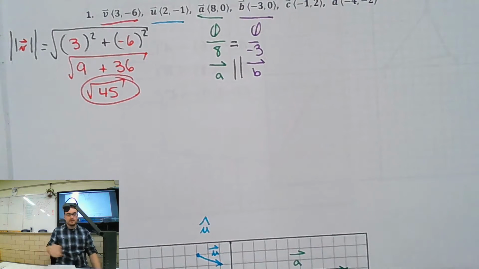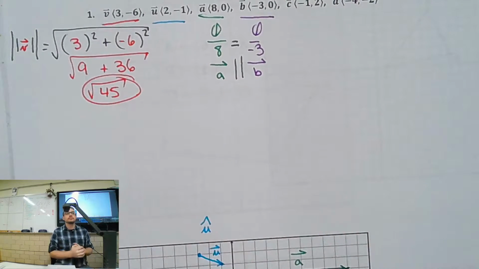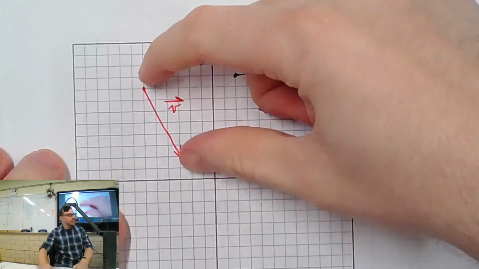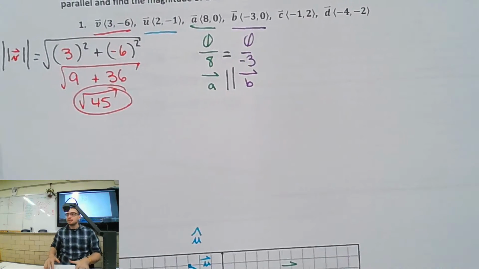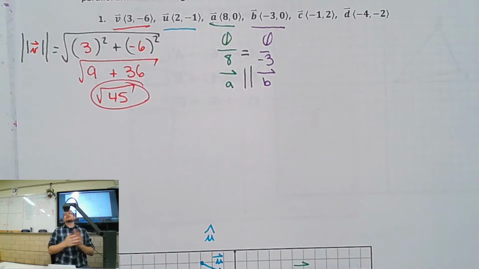Now, root 45, if you want a rough estimation, root 36 is 6, right? Root 49 is 7, so it's a little less than 7, right? That's how long that guy is. Magnitude. How do we feel about calculating magnitude? Okay, that's kind of simple. It's P-fag. It is if you know what you're doing. If you don't know what you're doing, you're absolutely screwed, right? So help me help you know what you're doing.